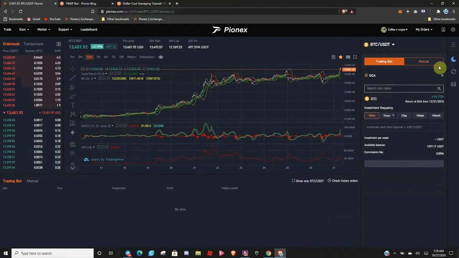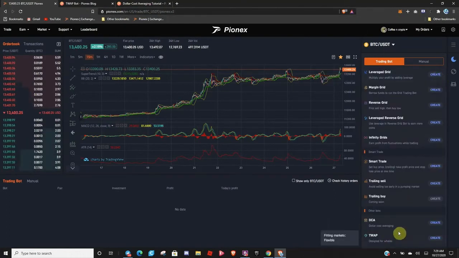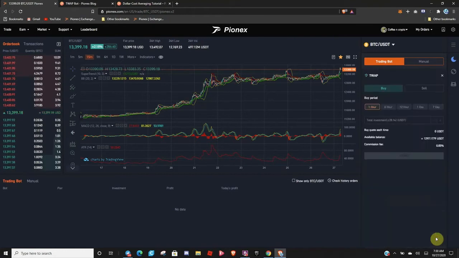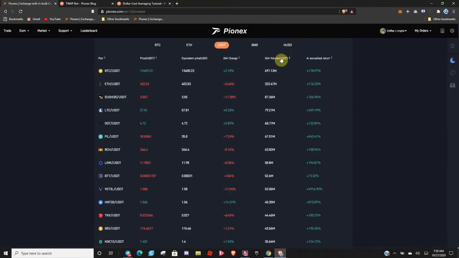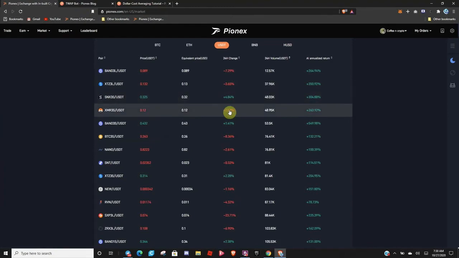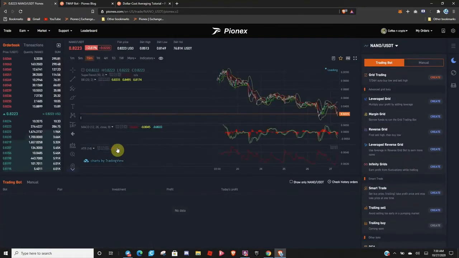Now let's move over to the TWAP bot. This is designed for whales. And while you might not consider yourself a whale, if you've ever bought into a low market cap coin, I'll show you what I am talking about. So let's go over to market and 24 hour volume. Okay, you can see Nano here, 76,000. So let's go ahead and click that.